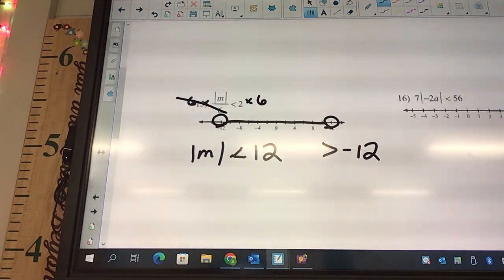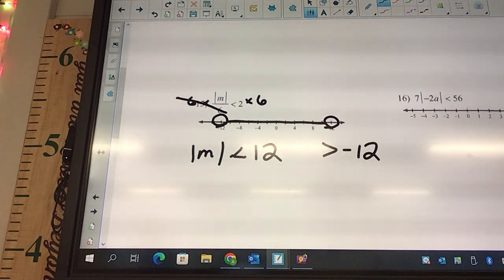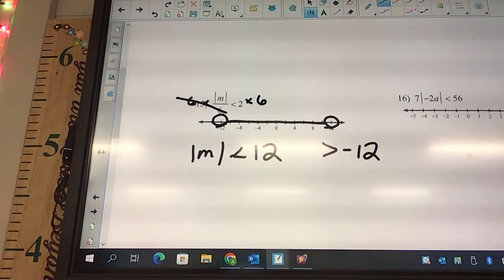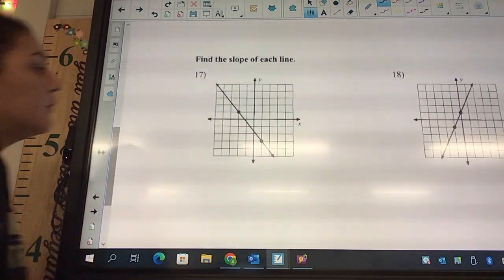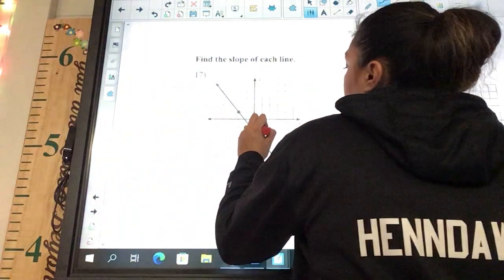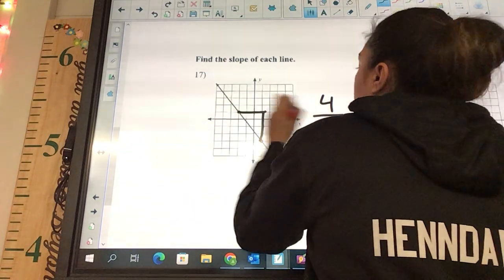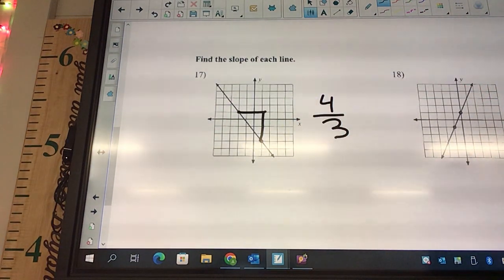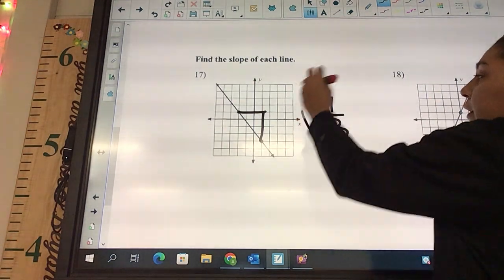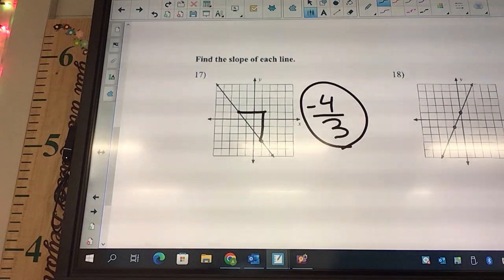Okay, 30 or 17. Find the slope. How do we find the slope on the graph? Rise over run. Okay, and then pay attention whether it's positive or negative. So how much do we rise? 1, 2, 3, 4 over 3. Okay, is that a positive or negative line? That's a negative. So put the negative somewhere on there, and that's it.